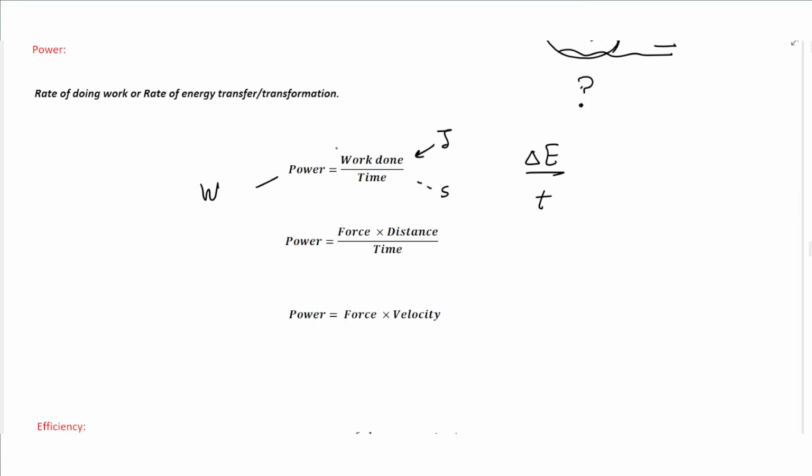So if you want to calculate work, you can use force times distance. So power is force times distance over time. Or distance over time in a certain direction, which is parallel to the force, is called velocity. So we have three equations: work over time, force times distance over time, or force times velocity. And in all these you must use the SI base units of the quantities.